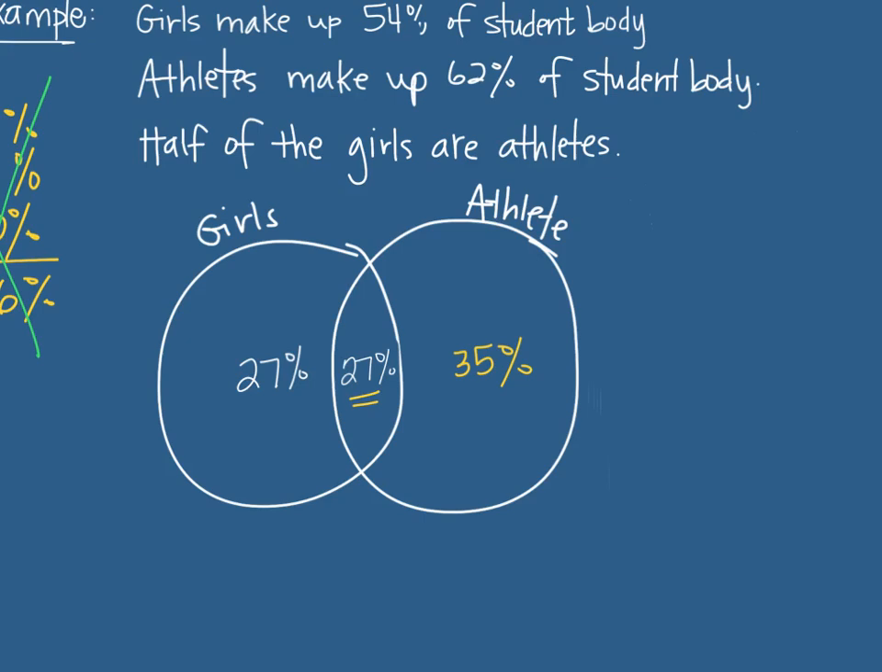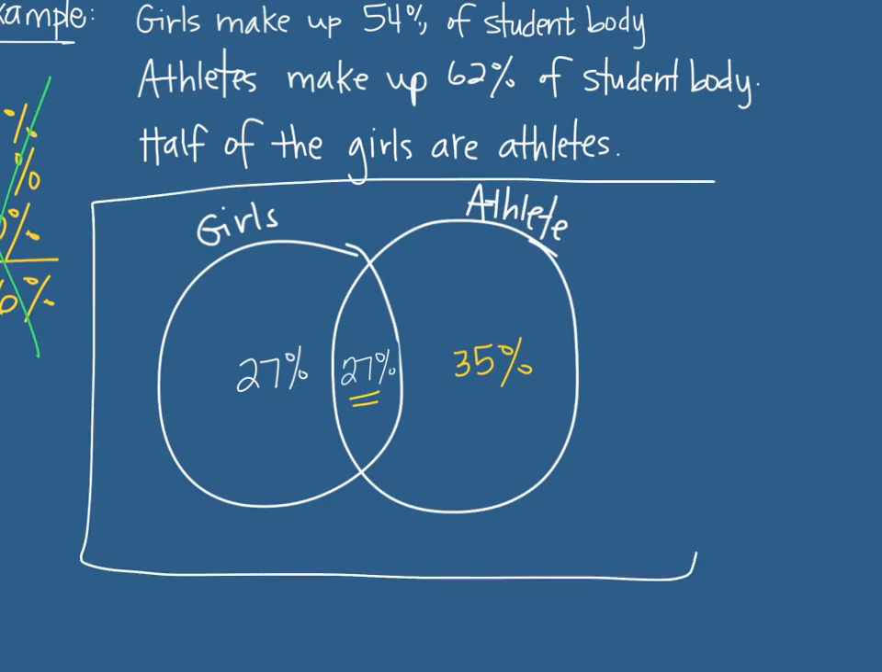So where's the leftover part? A lot of times in a Venn diagram, you'll put a box around and you'll put the remaining part outside. I've got 11% left. What can I figure out about the 11% that are left? Well, they don't fall into the girl category and they don't fall into the athlete category, which means that they must be boys that are not athletes.